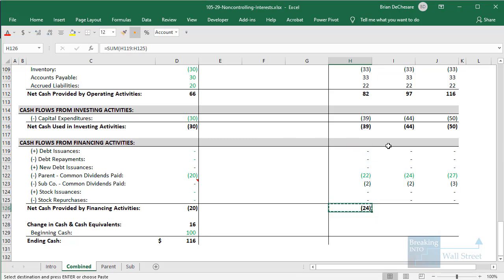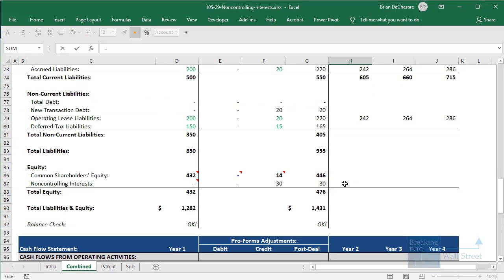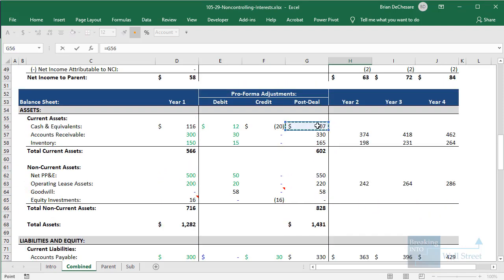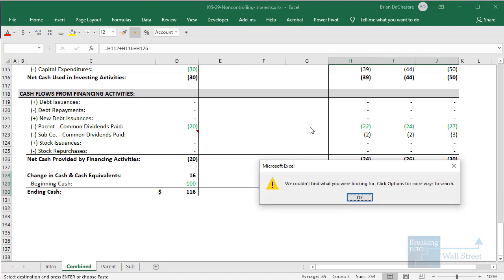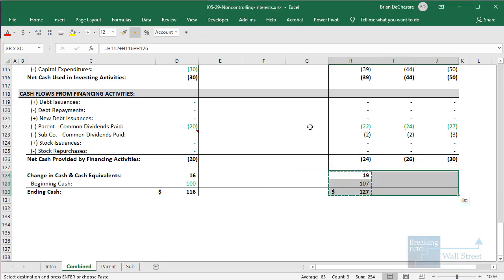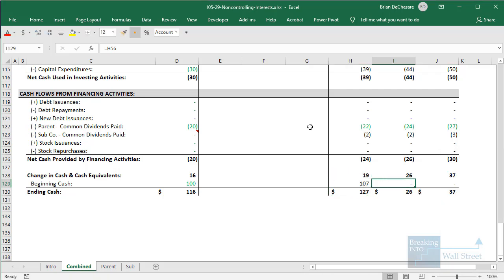With all that set up, we can now add up everything here. The change in cash and cash equivalents, we'll just take these three sections. And then for the beginning cash, we'll link to the cash after the transaction closes here. We can add these up, and then we can copy this across. And for beginning cash, I can just change it to equal the ending cash in each period here.